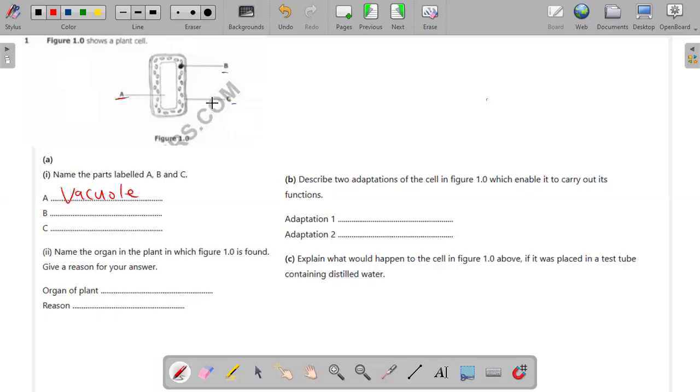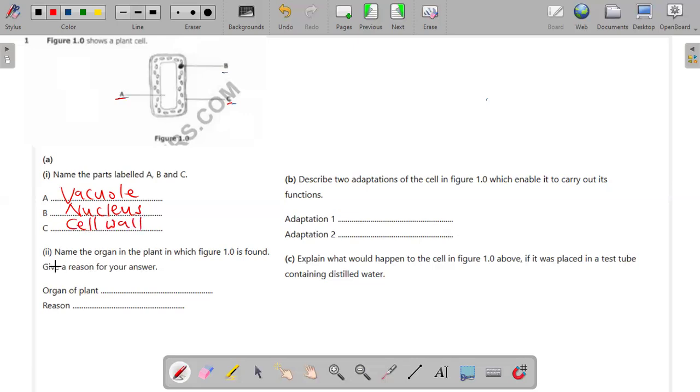And then B here is this black spot, or black structure there. As we saw in the previous diagram which we looked at, that's just the nucleus. Then you see C here is pointing at the outermost structure of this cell. And since it's a plant cell, the outermost structure is the cell wall. So C is going to be cell wall.